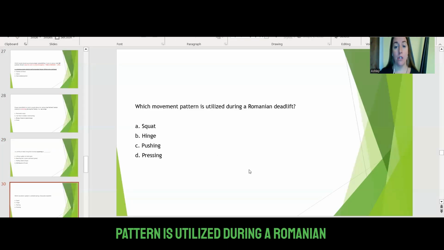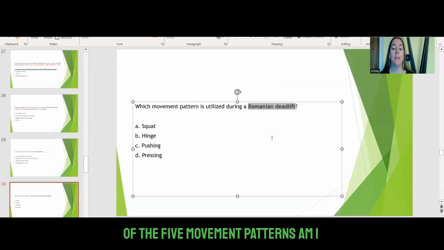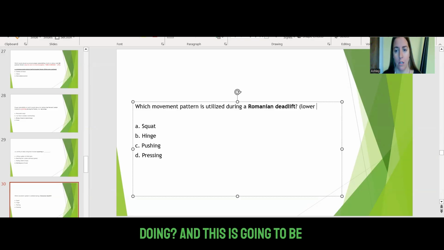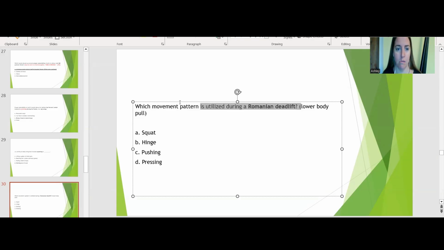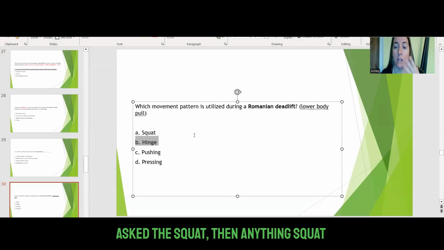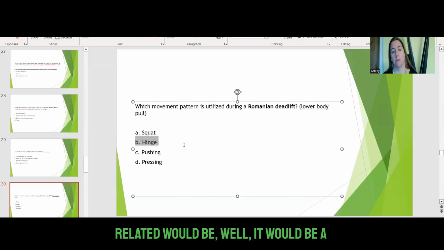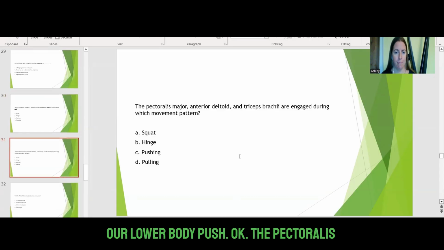Which movement pattern is utilized during a Romanian deadlift? So you just ask yourself, which of the 5 movement patterns am I doing? And this is going to be lower body pull, right? Which is our hinge. And if they had asked a squat, then anything squat related would be, well, it would be a squat, right? Because that's going to be our lower body push.